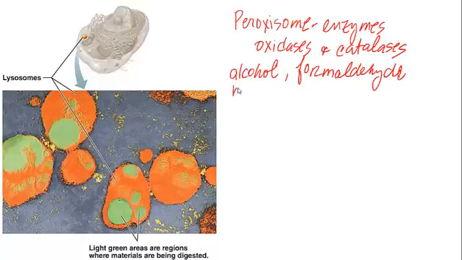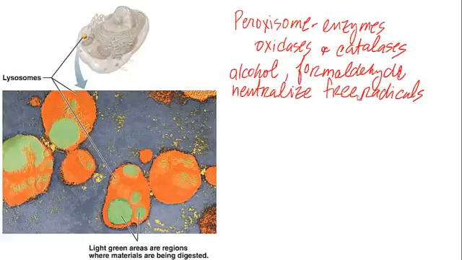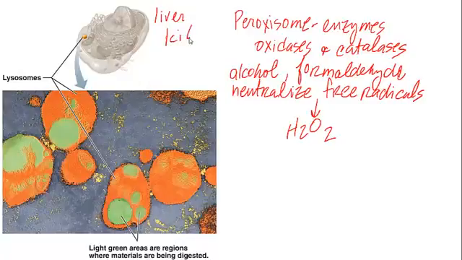Another thing that they do is they neutralize free radicals. Free radicals can be very damaging to the body if allowed to stay throughout circulation. So they neutralize these free radicals, and what they do is kind of interesting. They convert the free radicals into hydrogen peroxide, and the hydrogen peroxide then is not going to be as damaging as the free radicals would be. So these peroxisomes, we would find them in certain tissues like the liver, as well as the kidney cells, that play a very important role in detoxification.